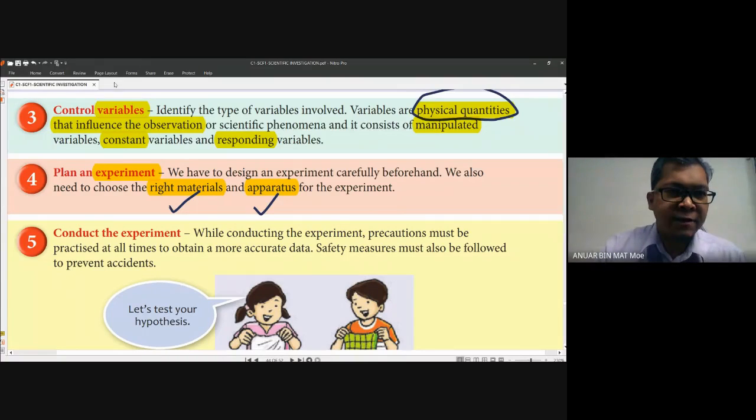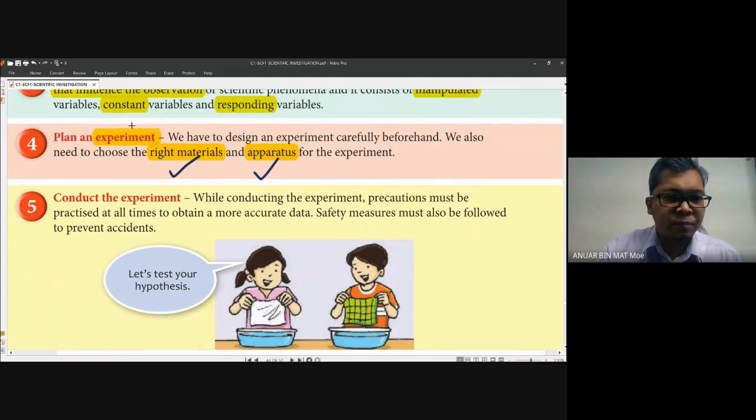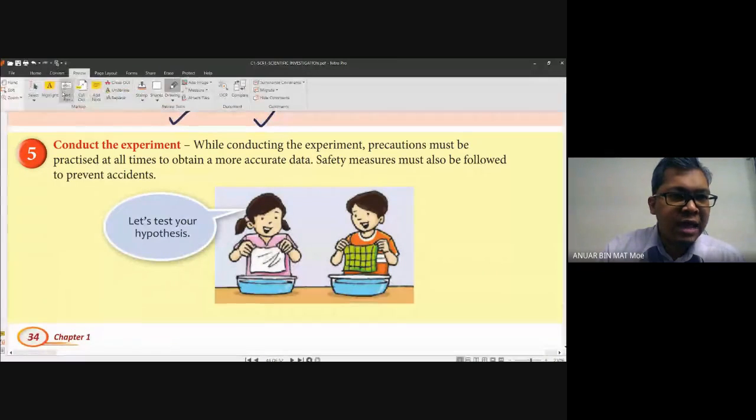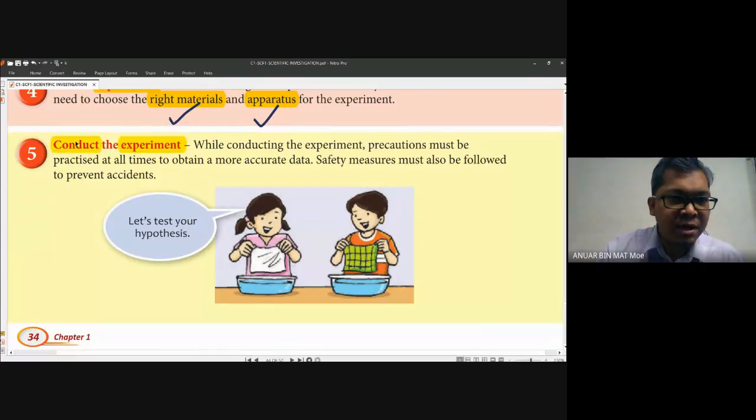All right. Next one, number 5. After that, you need to conduct an experiment. Conduct means you need to do the experiment yourself. Again, when you are doing your experiment, there are precautions. We must practice all the time. You must follow the instruction. You must not haste. You must not be careless.